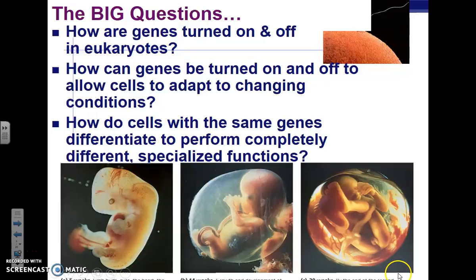If you look at the bottom, we see a growing human embryo, and you'll see that in the beginning, the early embryo doesn't look like it has that many different cell types. But then we start getting the development of fingers and feet. And so the question is, how does that happen? How do we turn genes on and off to allow different cell types to develop?